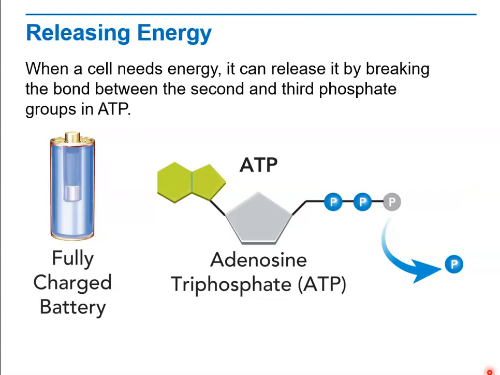ATP is like a fully charged battery. So ADP is partially charged. ATP is a fully charged battery. It can release energy when the bond between the second and third phosphate groups is broken. So ATP has 3 phosphate groups. When that third phosphate group is removed, then energy is released from this chemical bond.